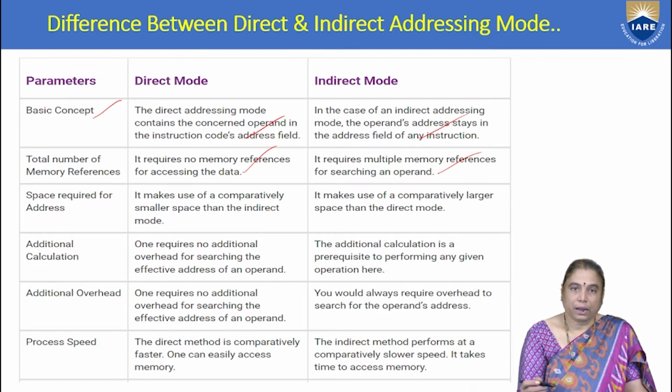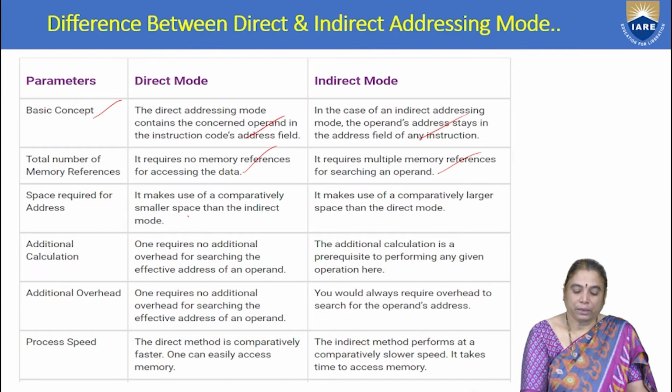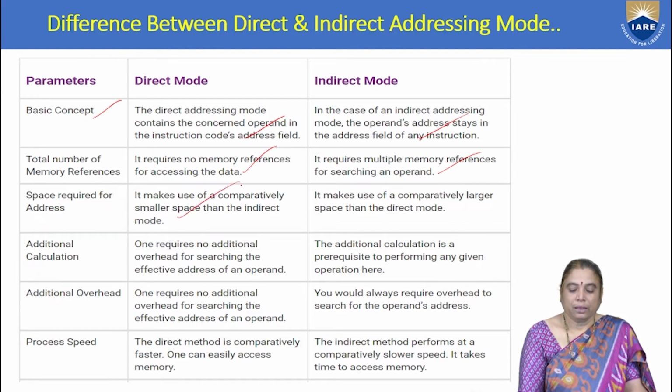Space required for the address. Direct addressing makes use of comparatively smaller space than the indirect addressing mode. But in the case of indirect addressing mode, it makes use of comparatively larger space than the direct addressing mode. Again, the effective address has to be stored, so more space is required for the indirect addressing mode.